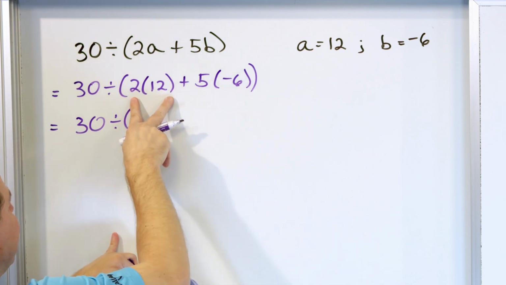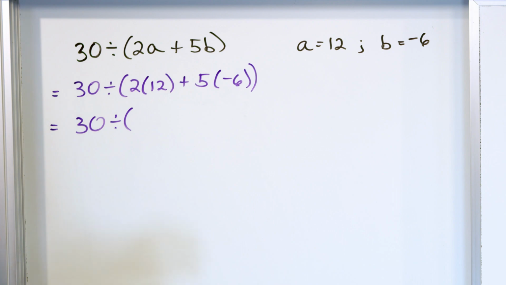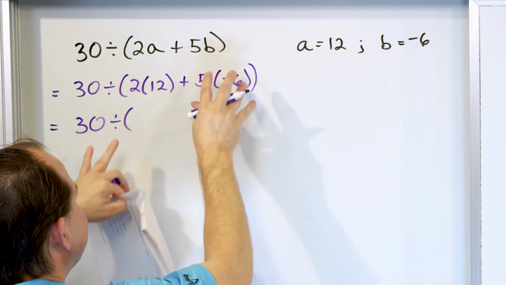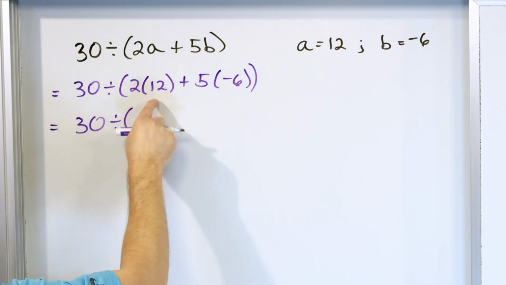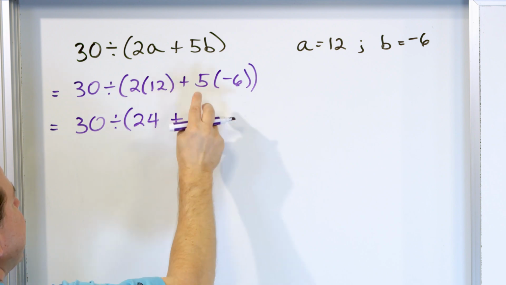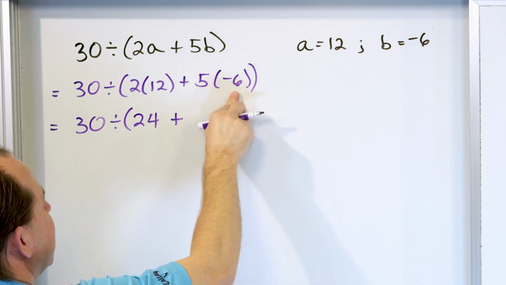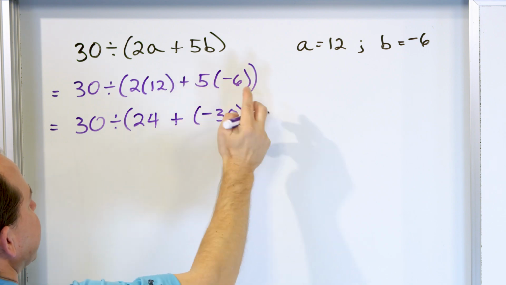Now I have multiplication and multiplication, and I can do them separately in separate steps, but I'm also allowed to do both multiplications at the same time as long as I add the results later, right? So 2 times 12, positive times positive is 24. And then 5 times negative 6 is negative 30, because positive times negative.